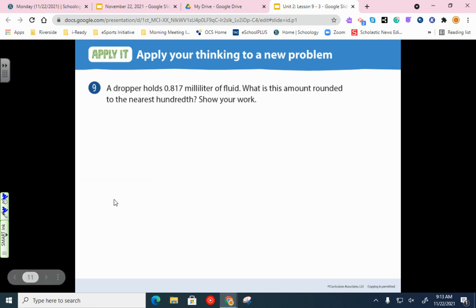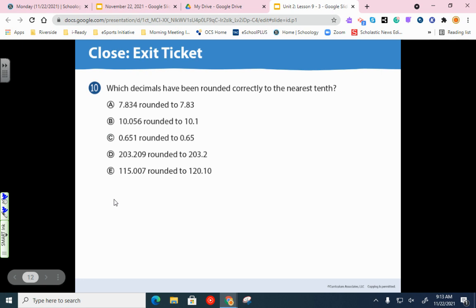In this last one, it says which decimals have been rounded correctly to the nearest tenth. This one's easier than it looks. So all of these are the final numbers they've been rounded to. You just have to talk about which one has been rounded to the nearest tenth. So that would be this one right here, B, and this one right here, D.